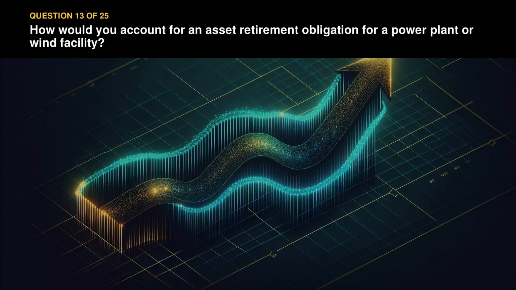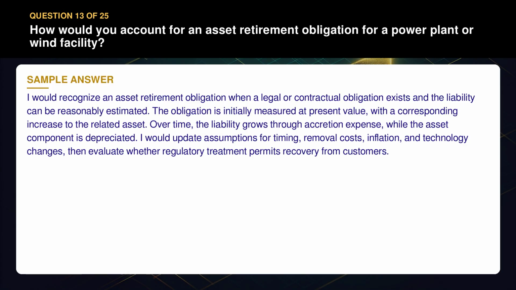Question 13. How would you account for an asset retirement obligation for a power plant or wind facility? I would recognize an asset retirement obligation when a legal or contractual obligation exists and the liability can be reasonably estimated.